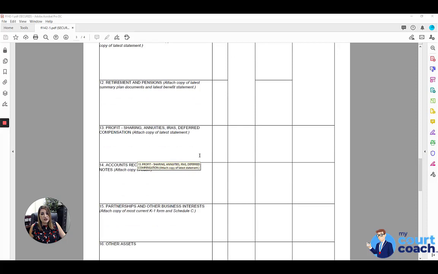Next, we have profit sharing, annuities, IRAs, deferred compensation. If you have any of those assets, attach a copy of the statement, and again, provide the name of the account as well as the account number and the current fair market value.